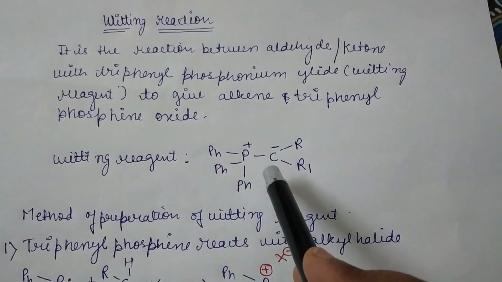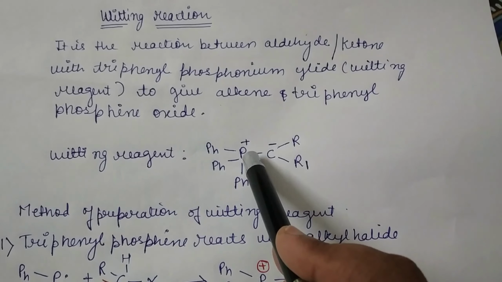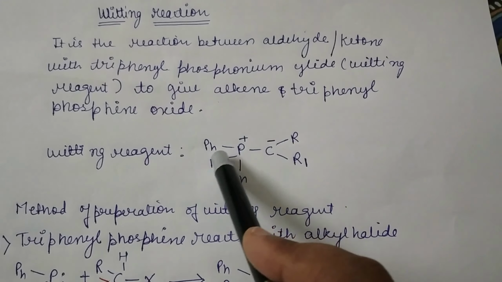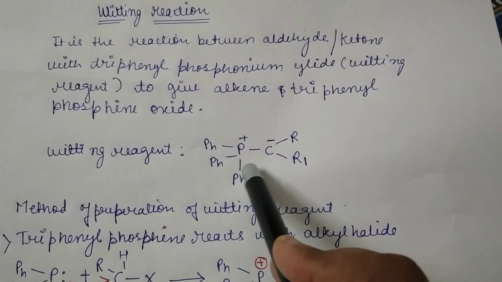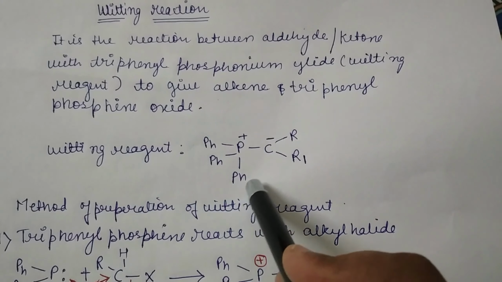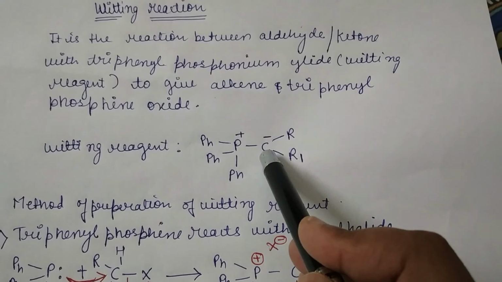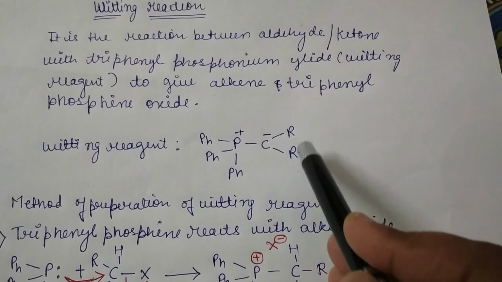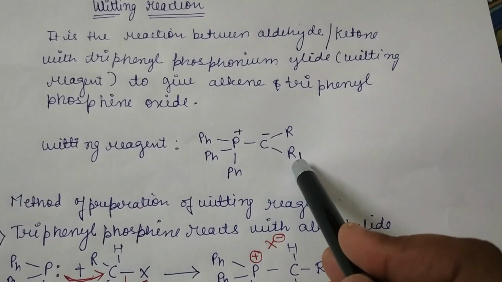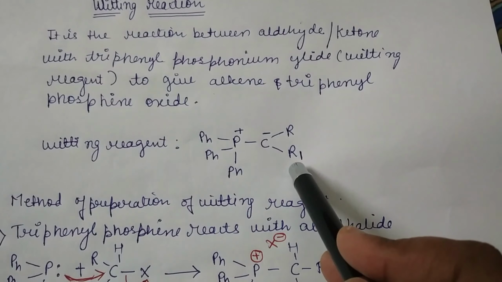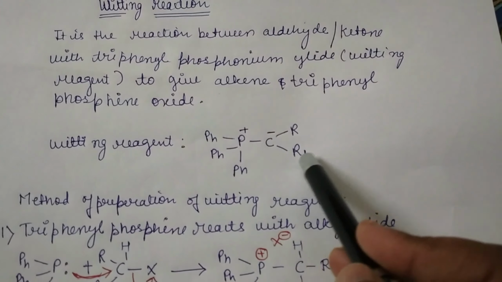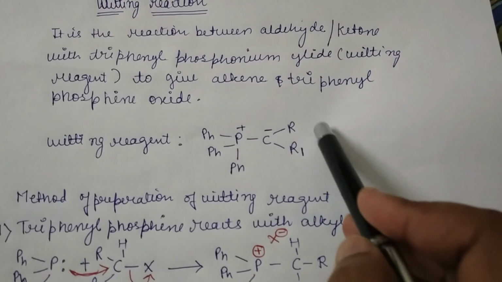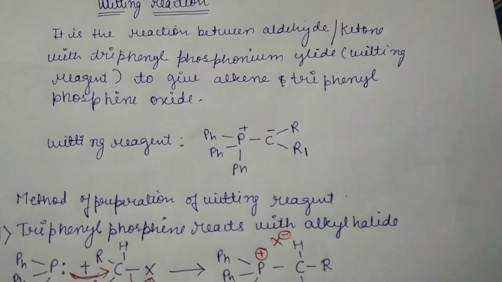So this is the structure of Wittig reagent. This is phosphorus with a positive charge. This is the three phenyl groups represented by Ph. These are the benzene structures, with carbon with a negative charge, and R and R1 are the alkyl groups. It can be any alkyl group or it can be hydrogen. This portion depends upon which type of alkenes we want.